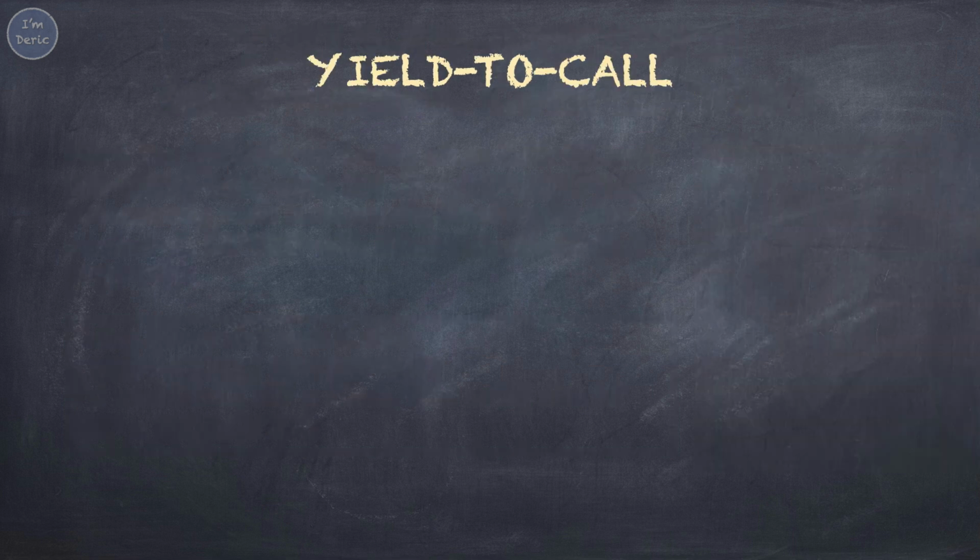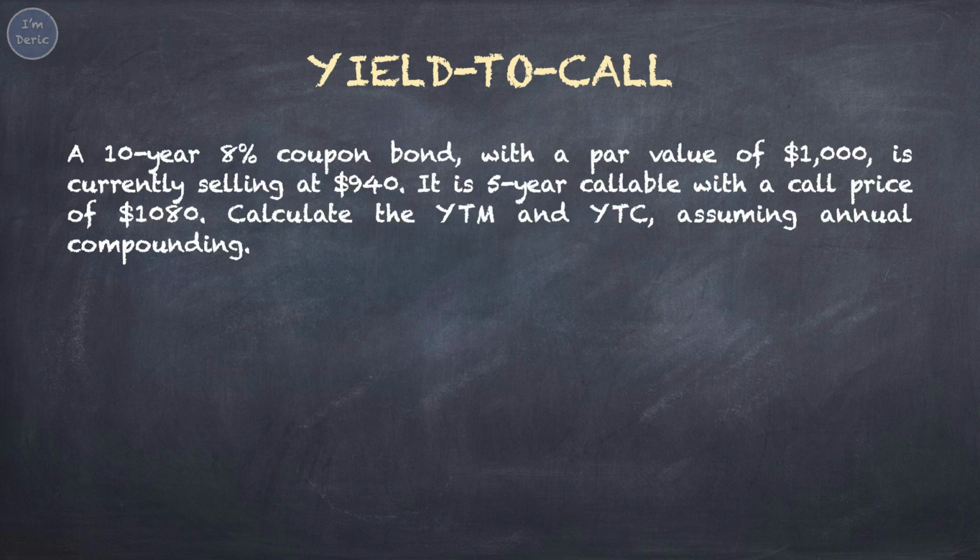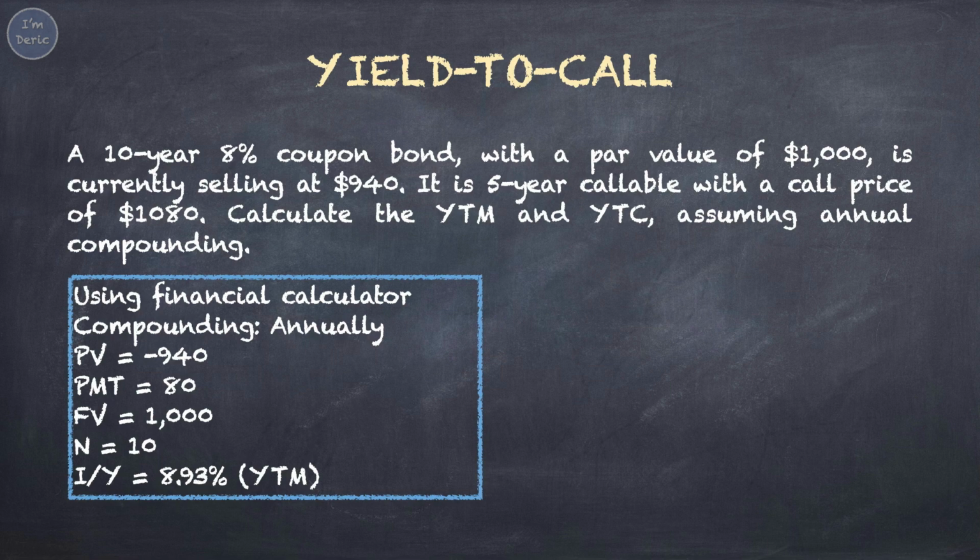If the bond is callable, we may calculate the yield to call, YTC, as a measure of a bond's return. Let's take an example. A 10-year, 8% coupon bond, with a par value of $1,000, is currently selling at $940. It is 5-year callable with a call price of $1,080. To calculate the YTM by using a financial calculator, set compounding to annually, PV equals negative 940, PMT equals 80, FV equals 1000, N equals 10, and you will get a YTM of 8.93%.